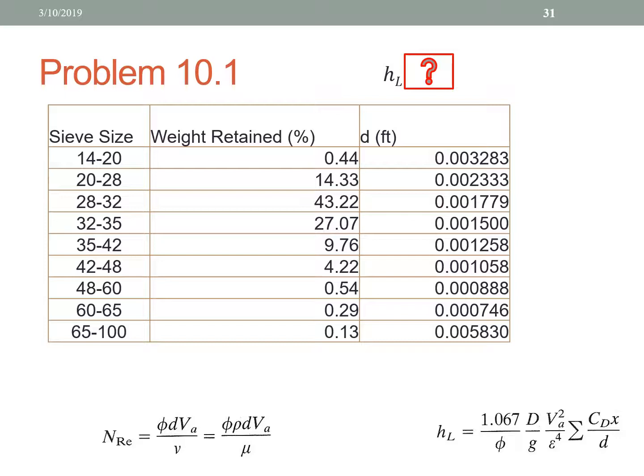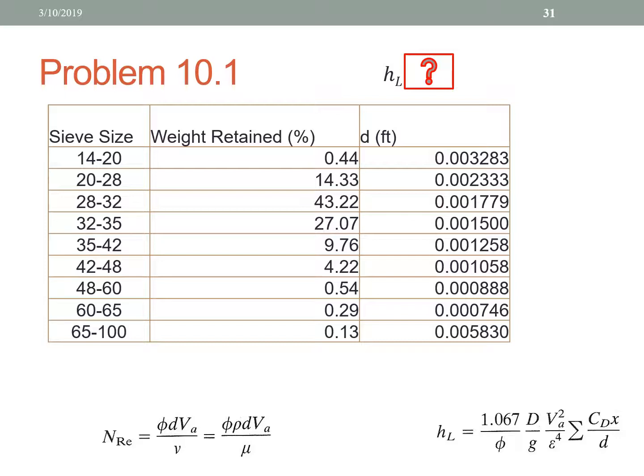There is problem 10.1 in your book. Try to open your book, pause your video here, open your book, problem 10.1. We want to solve this problem. So here, what is given? Again, the sieve analysis is given. Sieve size from 14 to 20 is given. That's the weight retained based on percentage at 0.44. At the right, the diameter in feet is given.